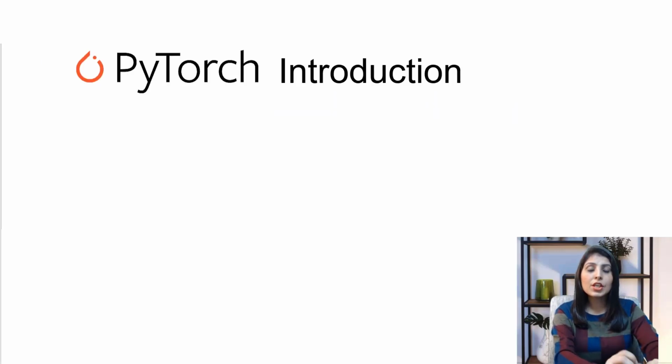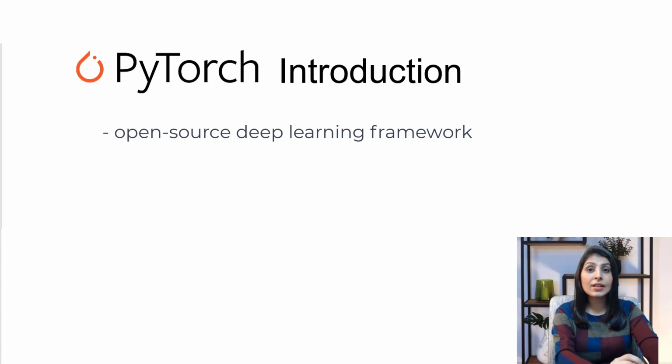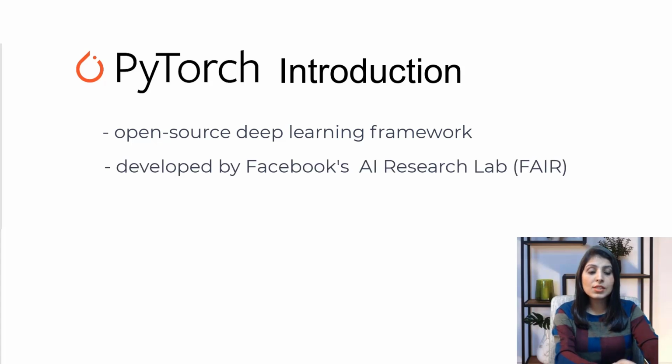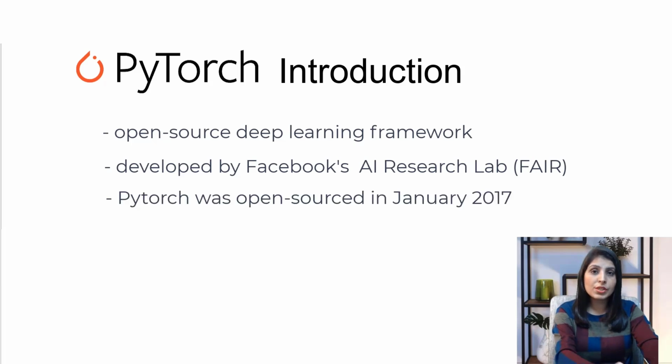So PyTorch is an open source deep learning framework that has gained significant popularity in the fields of artificial intelligence, machine learning and deep learning. It provides a range of tools and libraries for building, training and deploying neural networks. PyTorch was developed by Facebook AI Research Lab and the development began around 2016, and the library was then open sourced in January 2017. PyTorch has been widely adopted across various industries.